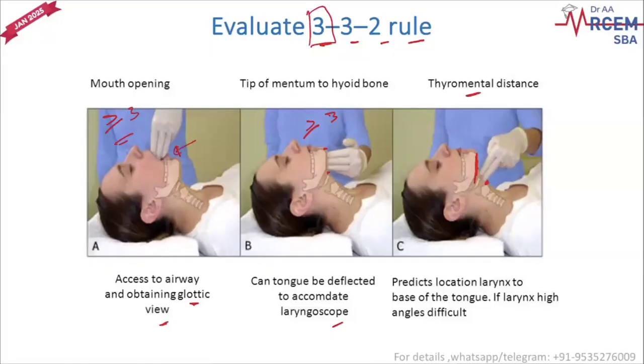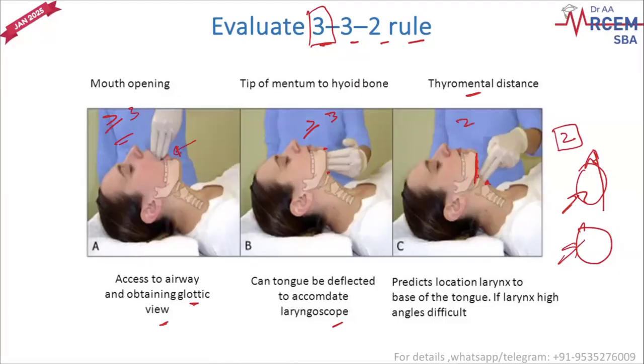This is known as mental. So the thyromental distance, or the hyomental distance as you can also call it. Why is it important? If it can accommodate two fingers, then the trachea is not very anterior. This is the esophagus, and this is the trachea. The more anterior the trachea is, the more difficult it is to intubate.